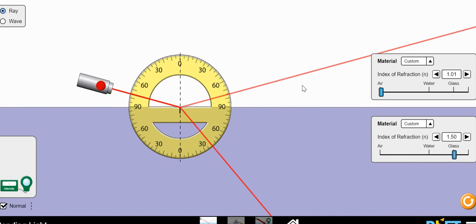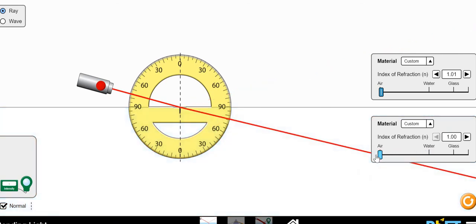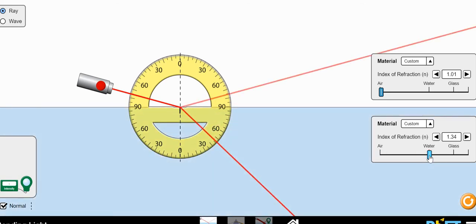Now watch what happens when I change to water. Water has a lower index, so this won't be bent as much. Glass has an index of refraction of 1.5. If I go to water, see how it doesn't bend as much? And in fact, if I go to air, it doesn't bend at all. Watch. Well, I can't. It won't let me. There we go. See that? No bending at all, air to air. Why would it bend? But as we change medium, we can see it bends toward the normal.